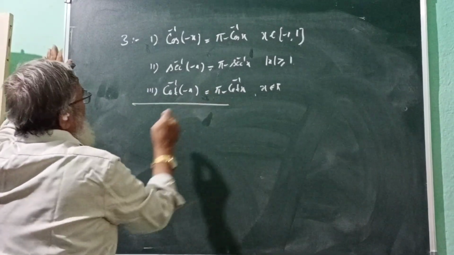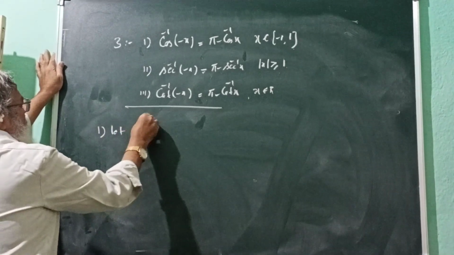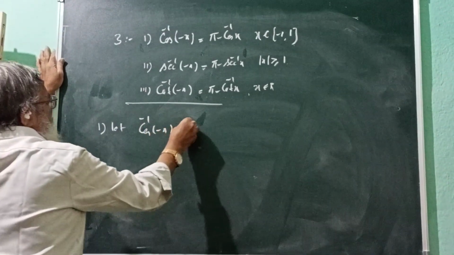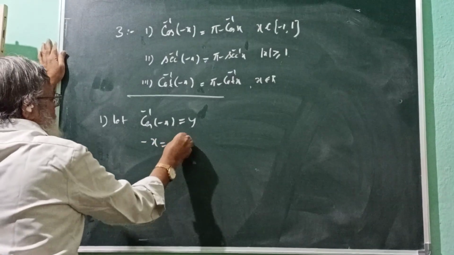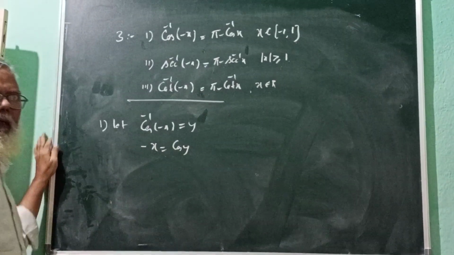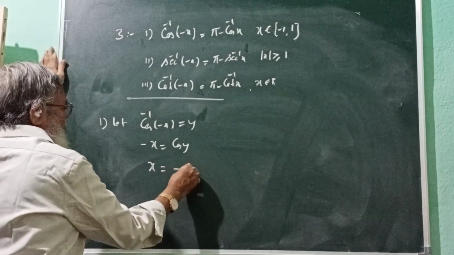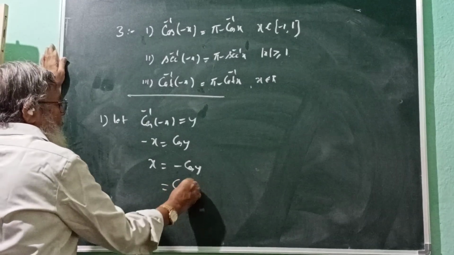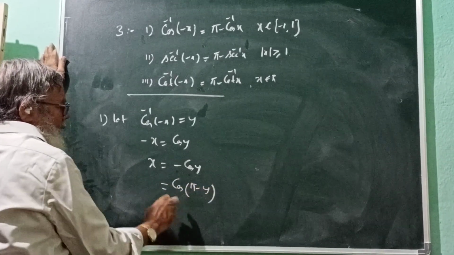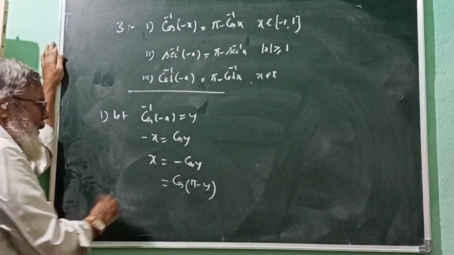Look here how to solve this. Let us take the first one. Let cos inverse of minus x be equal to y. By the definition, minus x is equal to cos y. Multiply by minus sign: x is equal to minus cos y. Minus cos y can be written as cos of 180 minus y, since cos of 180 minus theta is minus cos theta. By that we can write.